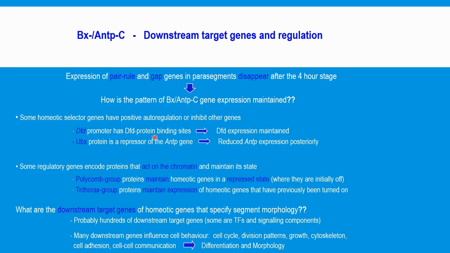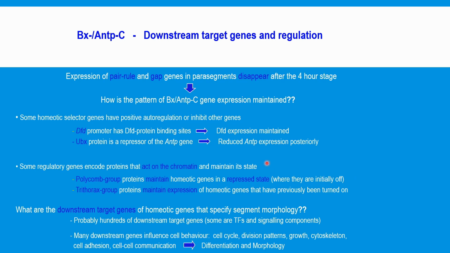Dfd, the deformed promoter, has a deformed protein binding site, so it maintains its own expression, whereas ultrabithorax protein is a repressor of the antennapedia gene and will reduce antennapedia expression posteriorly. But some of the targets of these homeotic genes are actually chromatin regulators. For example, the polycomb group proteins that maintain homeotic genes in a repressed state where they are initially off, and the trithorax group proteins that maintain expression of homeotic genes that have previously been turned on.